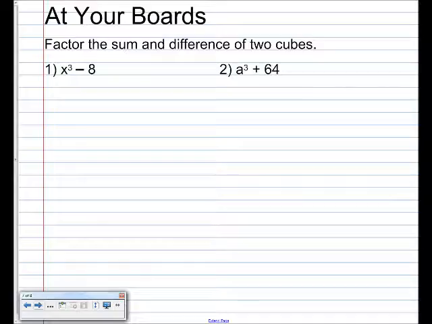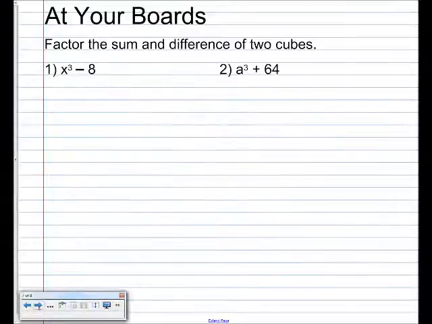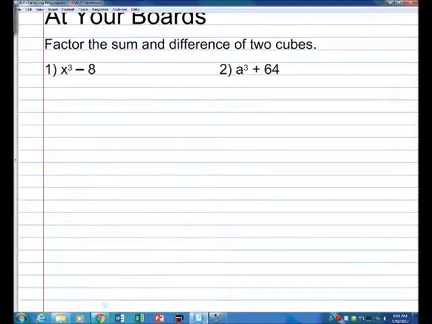If you look at your boards, you're going to do the same process. Number 1 is subtraction. In the example, we used addition, so make sure you're using the right form. For number 1, it is subtraction, so the difference of 2 cubes. And number 2 is addition, the sum of 2 cubes. It should be very similar to the example that we did together. So go ahead and stand up and try those.